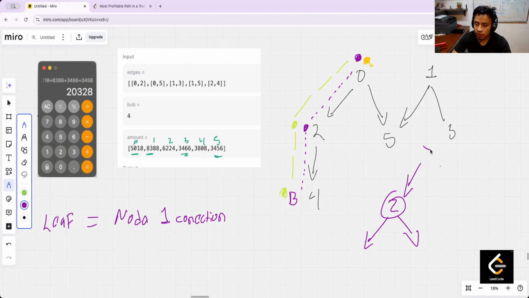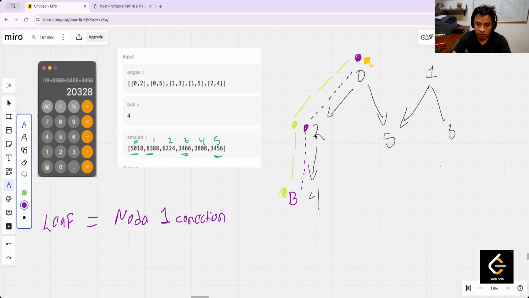For example, if this is Y, this is one connection, two connections, three connections. And if we pay attention to this drawing, you can validate, for example, that the 5 doesn't have children, but contains two connections, this and this. In this case, the 1 is not a leaf because it contains two connections. In this case, the connection is a children's connection.